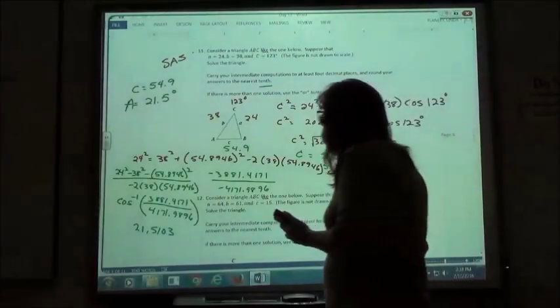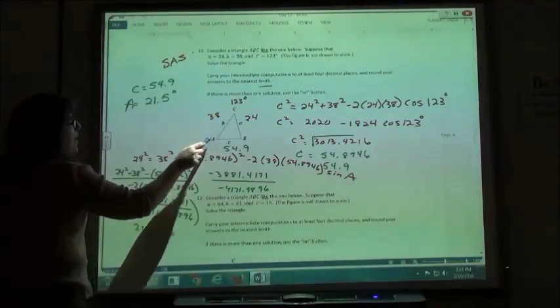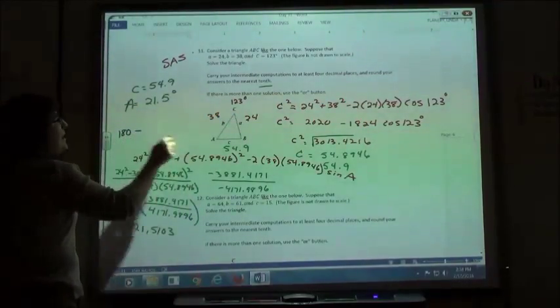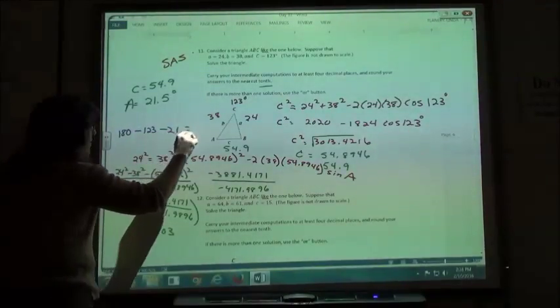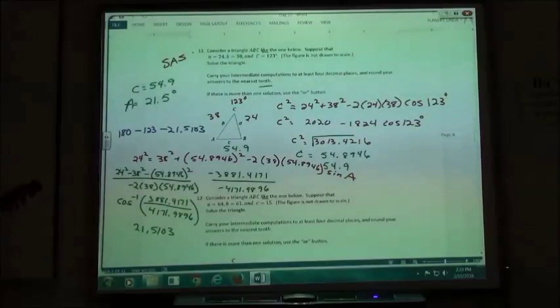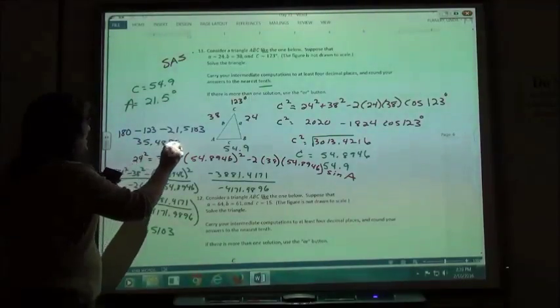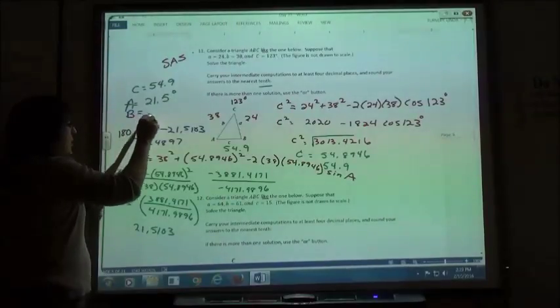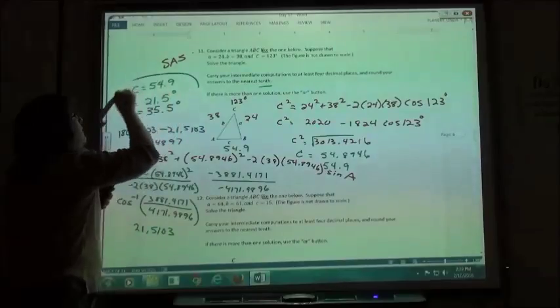Angle B. Angle B is going to be the easier one to find because I know angle C and I know angle A. I can take 180, subtract my 123, subtract my 21.5103, again to avoid rounding errors. So 180 minus 123 minus 21.5103 gives me 35.4897. So angle B is going to be 35.5 degrees.